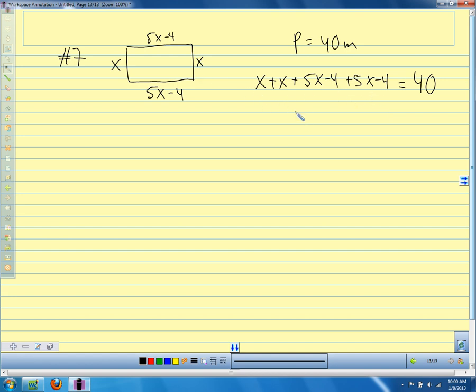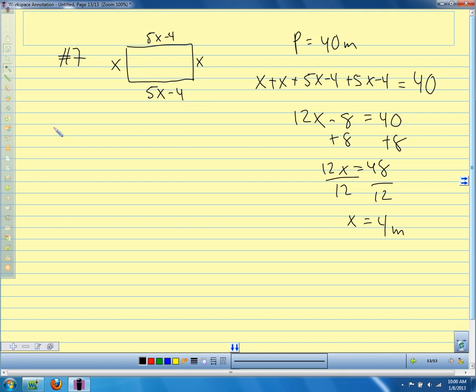Add all the x's together, I get 12x. Minus 4 minus 4 is minus 8. I get 40. Add 8 to both sides. 12x equals 48. Divide by 12, and x equals 4. The height is 4, and our units here are meters. So the height is going to be 4 meters. So on some of these we'll have to set up some algebra like we did here. It says the base was 4 less than 5 times the height. 5x minus 4. Questions on that one?